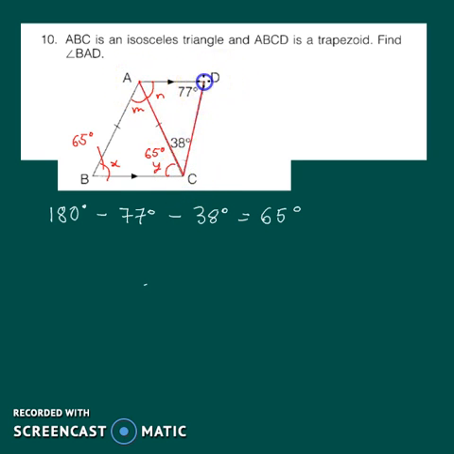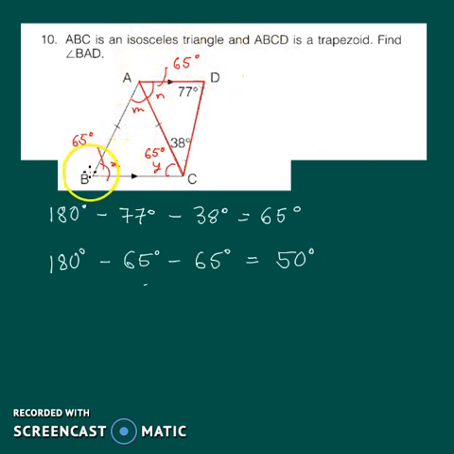If I look at this triangle here, I know that all the angles in a triangle add up to 180 degrees. So I can figure out what this angle N here is. Angle N is 180 minus 77 minus 38. So this angle is also 65 degrees. And now the final piece of the puzzle: I know that triangle ABC also has a total of 180 degrees in it. And if I subtract 65 degrees twice, what I'm left with is 50 degrees.